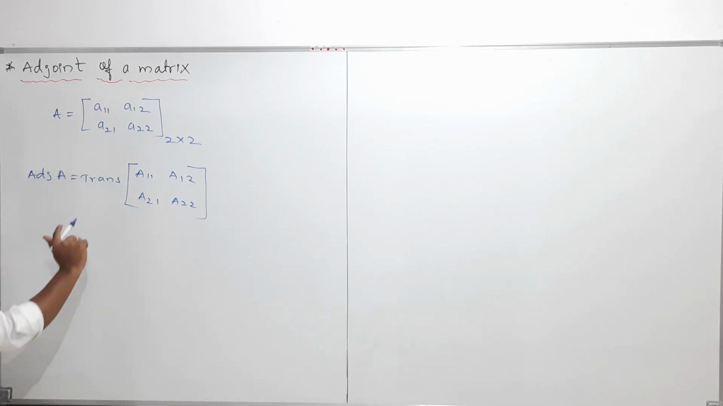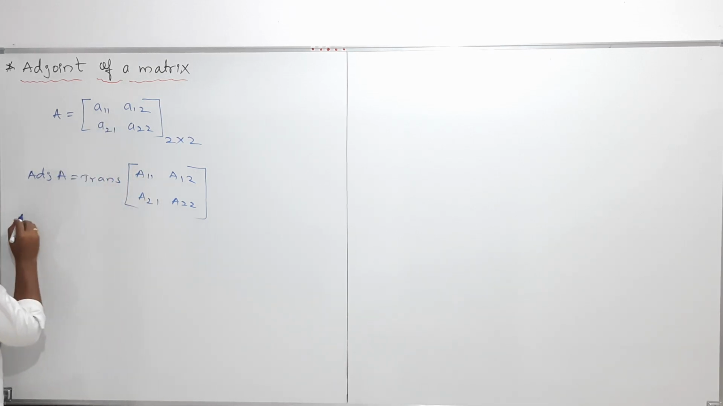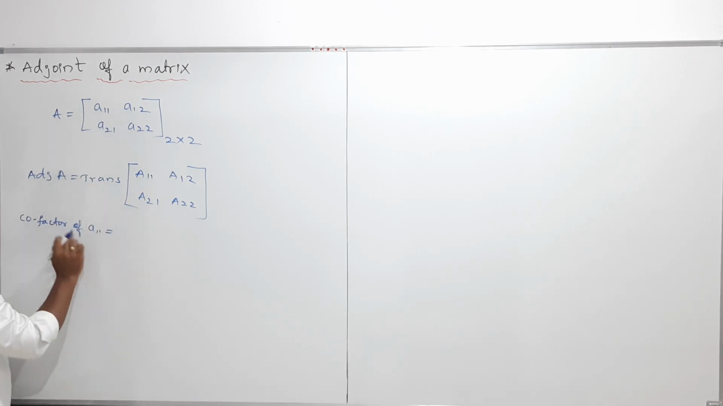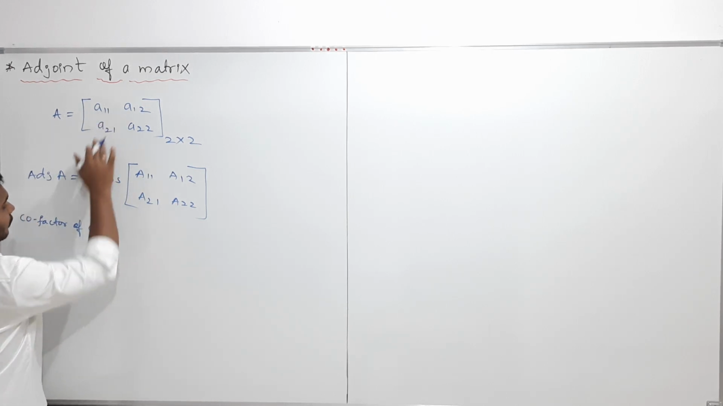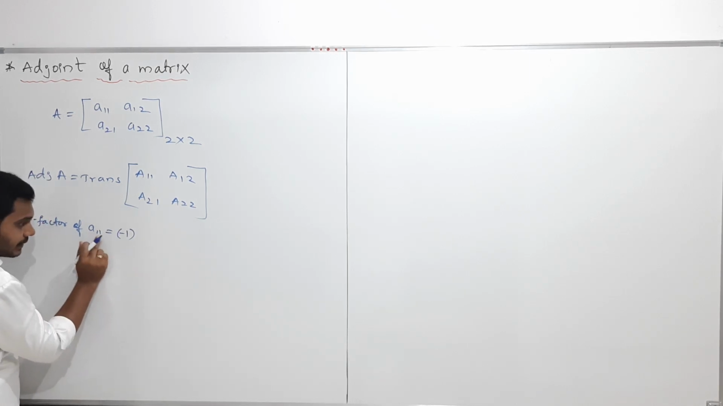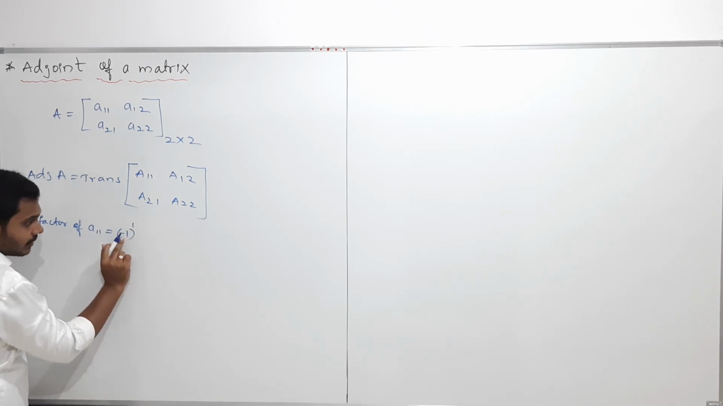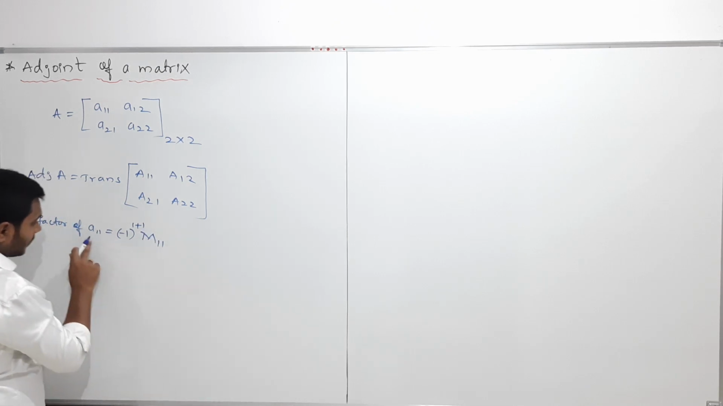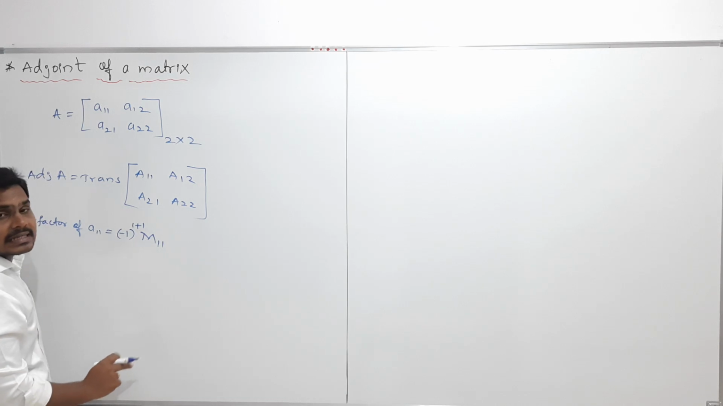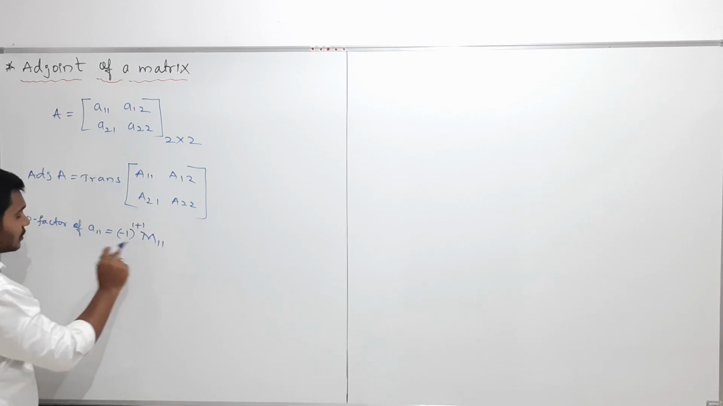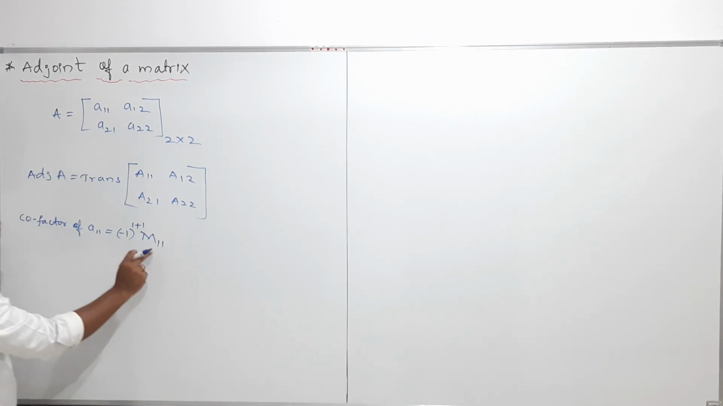Clear? And my dear students, we also know how to find the cofactor of the A11 element. If I want the cofactor of this A11 element, how should we find it? Cofactor of A11 is nothing but minus 1 whole to the power, whatever the subscripts are, you should add them: minus 1 whole to the power 1 plus 1 into minor M11. M11 means the minor of the element A11. This will give you the cofactor of A11.